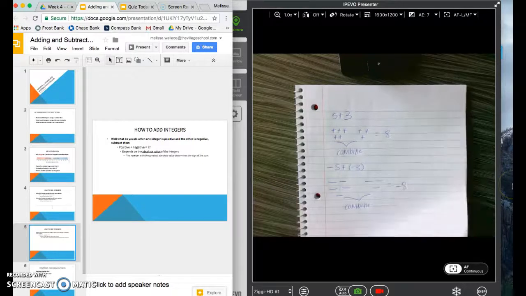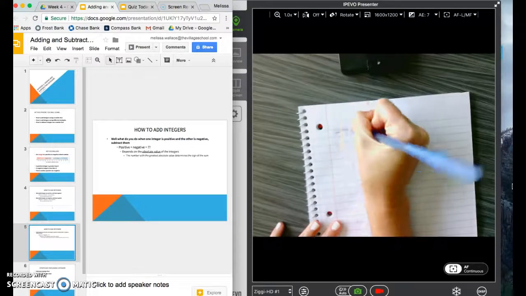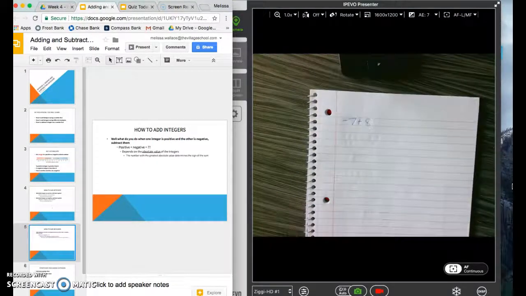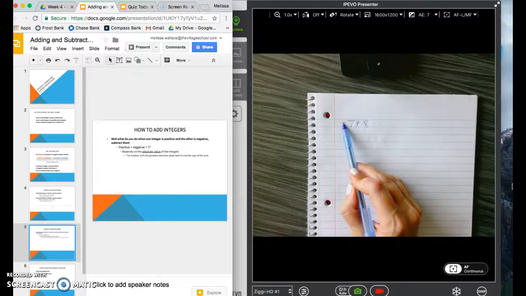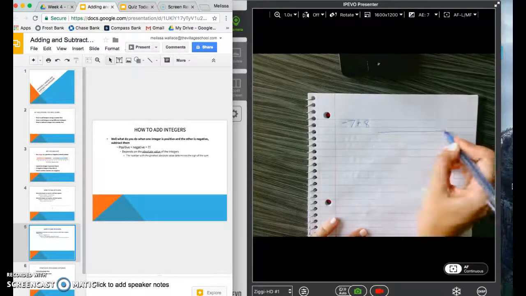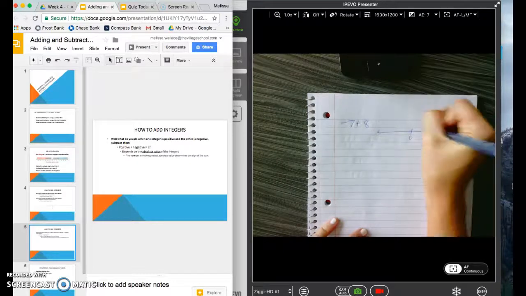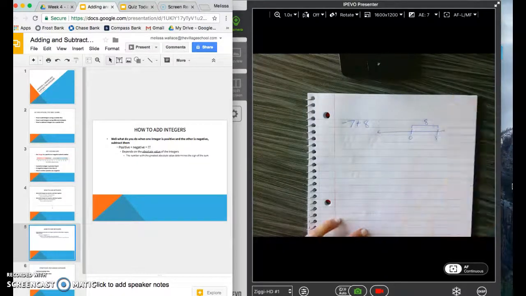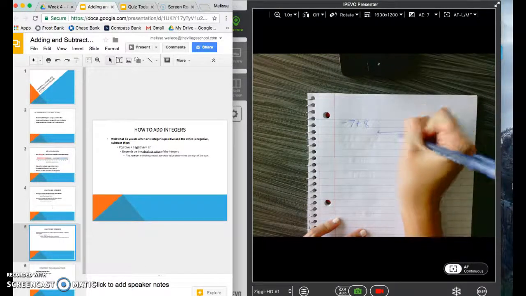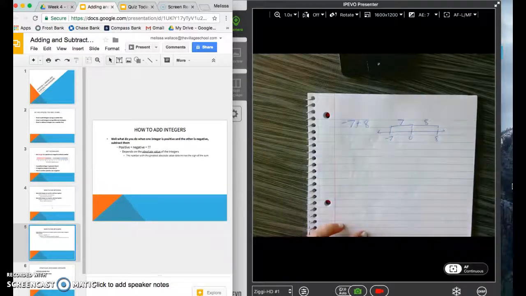For example, if I have negative 7 plus 8, this is a negative number and this is a positive number. When I look at both of these and think about the absolute value, I think about how far both of these numbers are from 0. If I have 0 here and I think about 8, the distance from 0 to 8 is going to be 8. When I think about negative 7, the distance from negative 7 to 0 is going to be 7. So which number has the greatest absolute value?